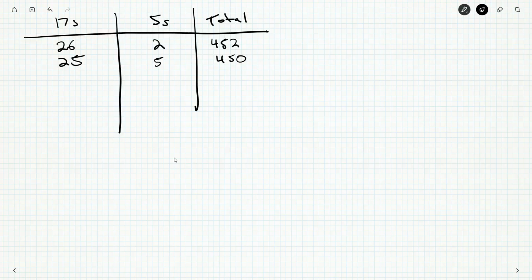So 453, divide that by 5, I get about 90. So 90 5s, well, that's 450 right there. There's no 17s I can add on there to make 453, but notice we have a connection. We have the same amount of money, but with different numbers of 17s and 5s here. I'll talk a bit about that in a moment.